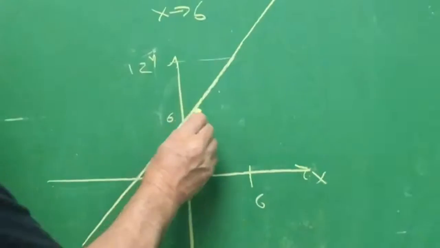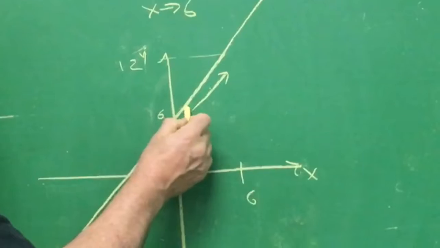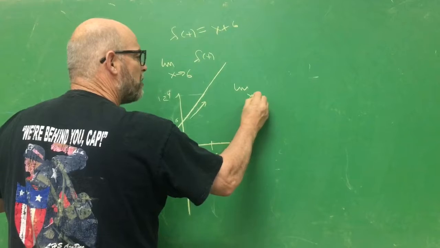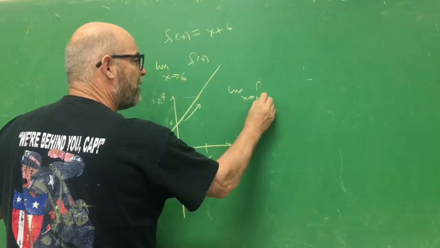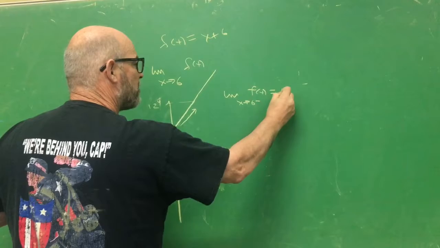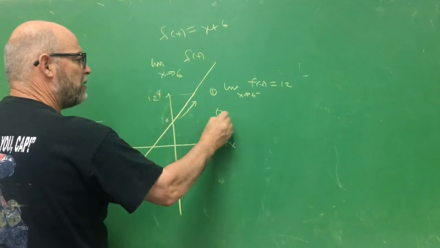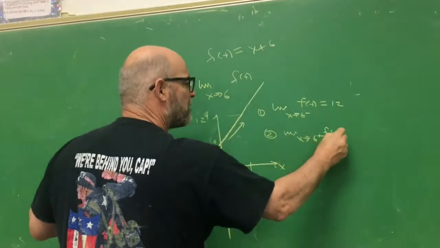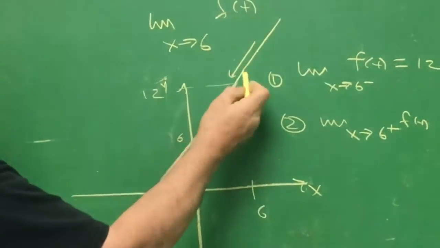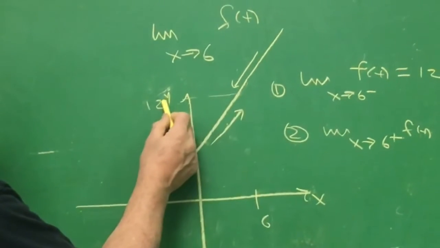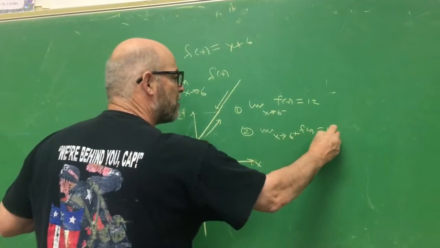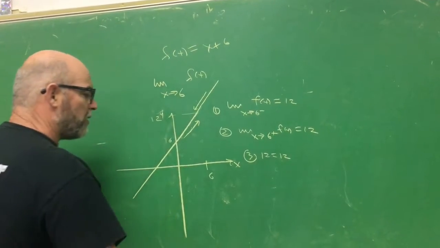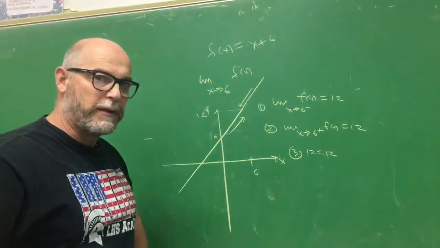Now, the limit as we approach 6 from the left causes this guy to approach 12. So the limit as x approaches 6 from the left of f of x equals 12. That's 1. Let's look at 2. The limit as x approaches 6 from the right of f of x. Well, I'm coming down this way towards 6, and the closer x gets to 6, the closer this guy gets to 12. So it is also 12. And then step 3, 12 equals 12. So the limit exists, and it equals 12.